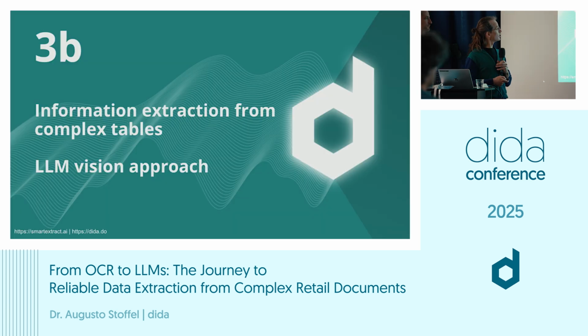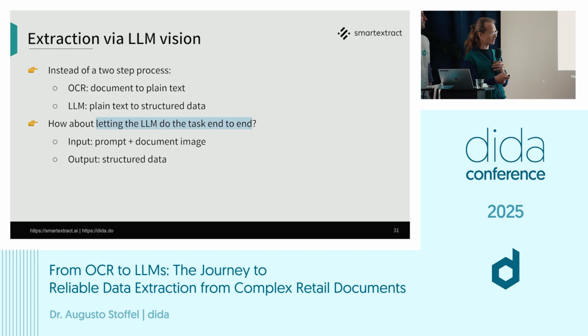Okay, so now let's have a look at using vision to deal with the same problem. The idea here would be, instead of doing this two-step process that we saw before, first converting a document to plain text using OCR, and then converting plain text to structured data using the LLM, we could attempt to let the LLM do the task end-to-end. So the input to the LLM would be some prompt and then an image of the document, not the plain text, but just the image of the page. And then the expected output is directly the structured data that we want. So let's see if this works.